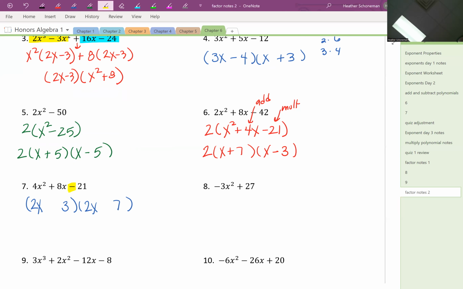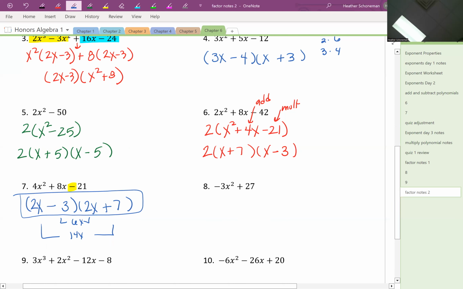Because they multiply to a negative, I know they're going to have to be opposite signs, so I'm going to subtract these two things. So this is 6x. This is 14x. Oh, this is close because 14 minus 6 is 8, so this is good. I need the bigger one to be positive, so I need the outside to be positive. So this has to be positive here and this negative here. And then that is my final answer.